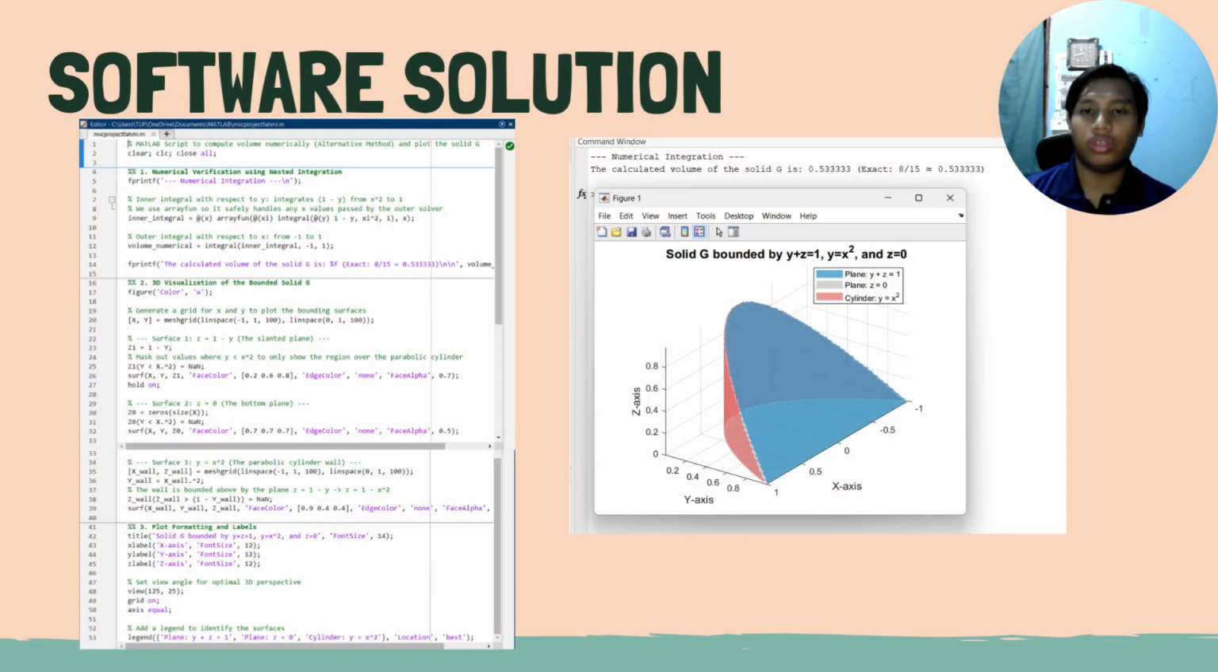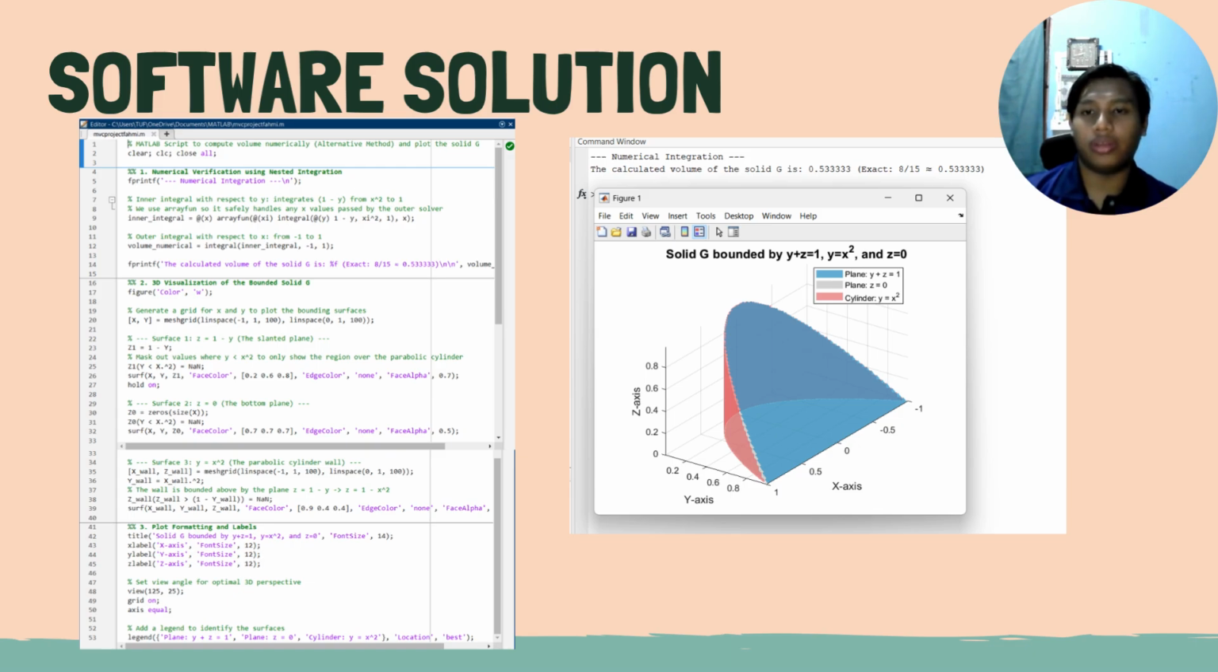This is the software solution for question 4. On the left side, as you can see, is the coding that we use to get our solution. The software that we use is MATLAB. And on the right side, you can see the result of the coding, which consists of the G bounded value and the 3D graph. You can see that the value that the coding gets is 0.5333, or the exact amount is 8 over 15.